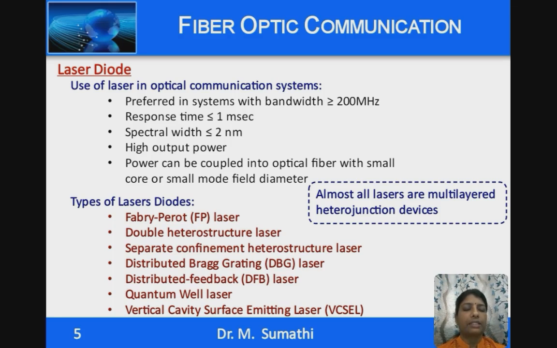In the distributed feedback laser, the grating is placed just above the active layer along the length of the laser, and the grating provides the feedback for lasing. The distributed feedback laser provides wavelength stability.